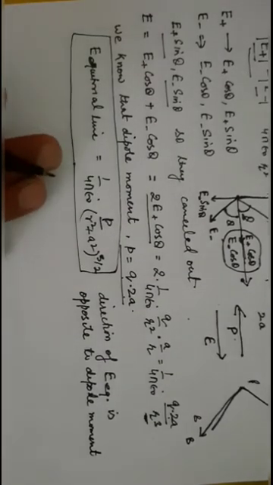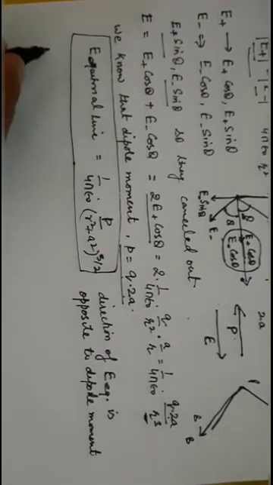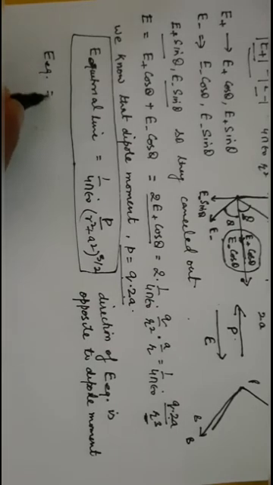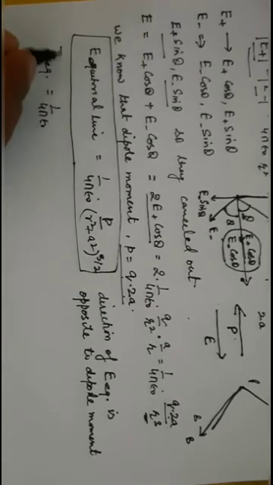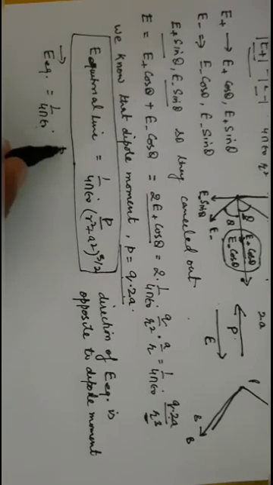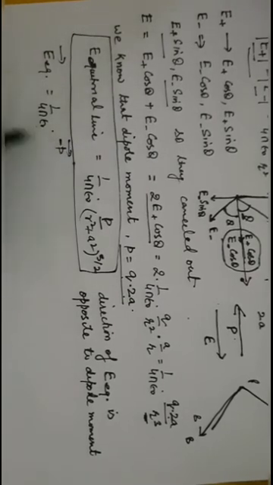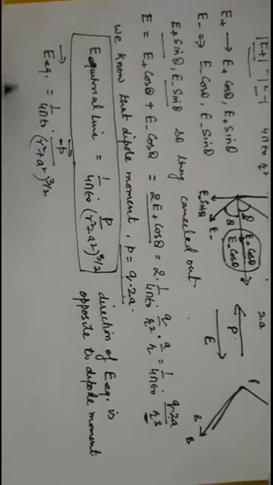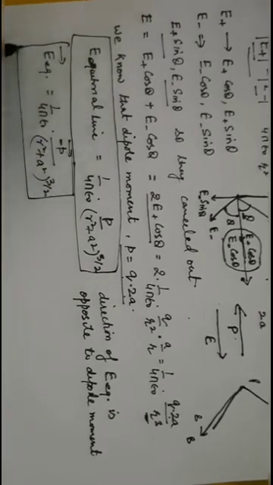If I want to write it in the vector form, it becomes 1 upon 4 pi epsilon naught, and I write here the vector P, but negative, divided by (r square plus a square) to the power 3 by 2. So this is your electric field in terms of vectors.